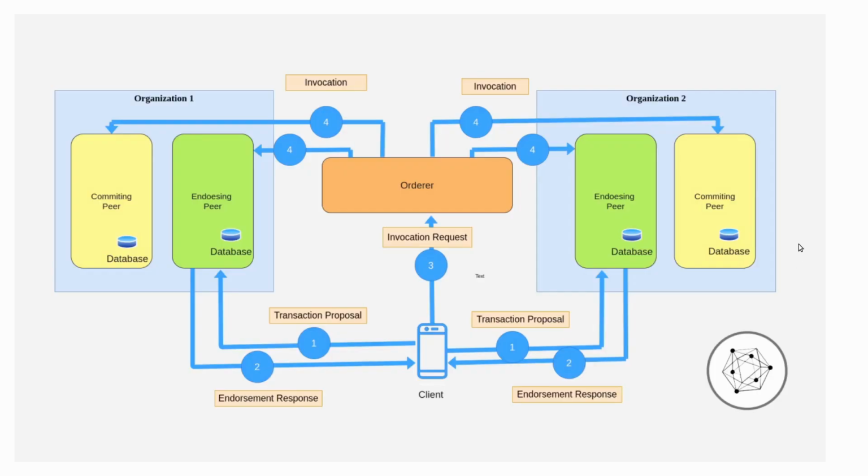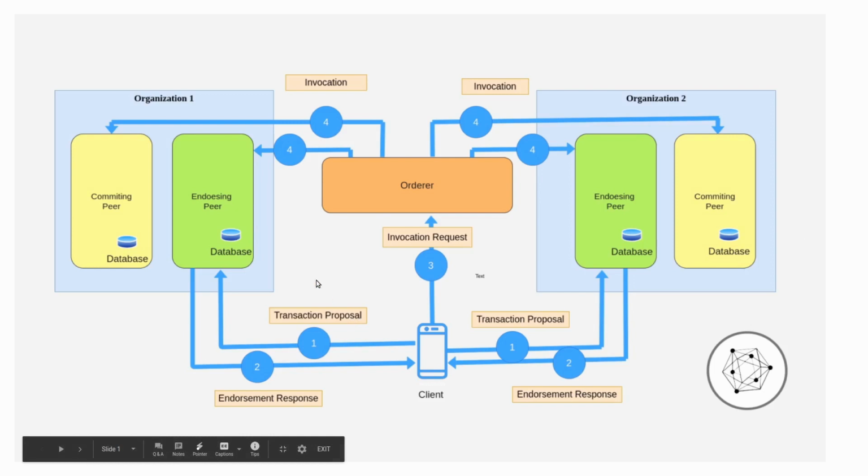Coming to this diagram which we have already created initially, how transaction flow takes place, how these transactions get sent to the endorsing pairs, how the endorsement response is sent to the client, the client collects that endorsement response and sends it to the orderer as an invocation request, and the orderer sends that invocation to all the committing pairs. So in the first phase, client sends the transaction proposal to all the endorsing pairs.